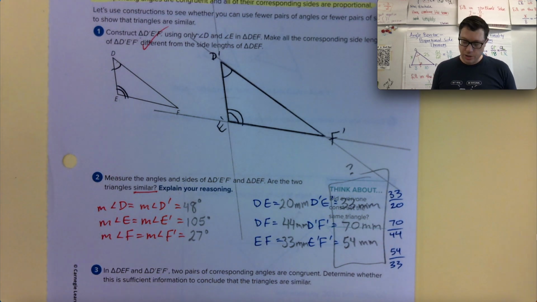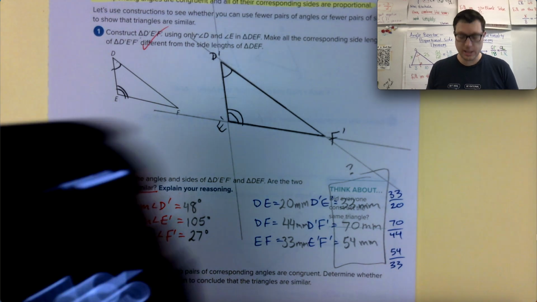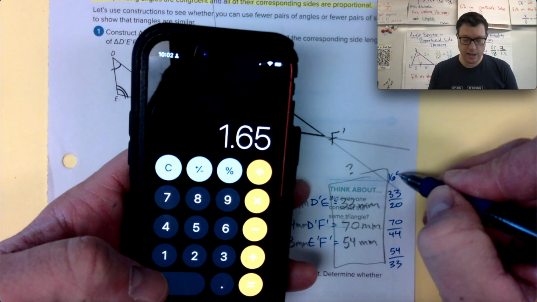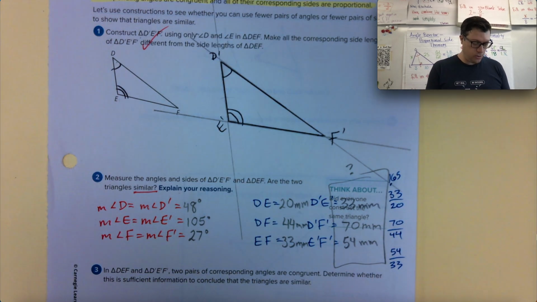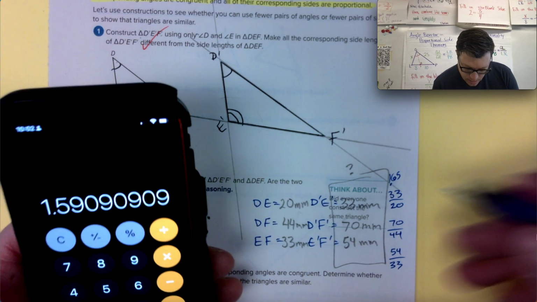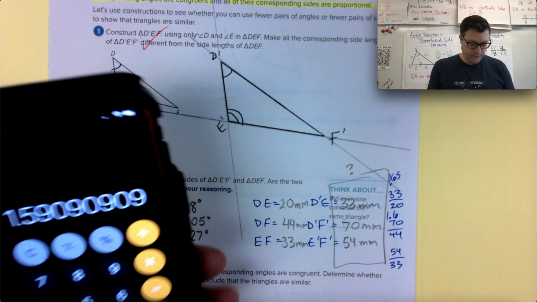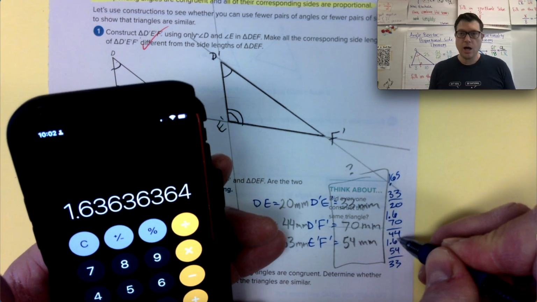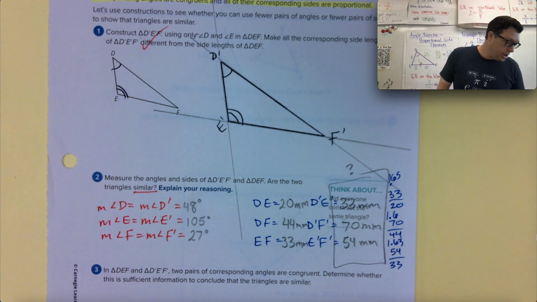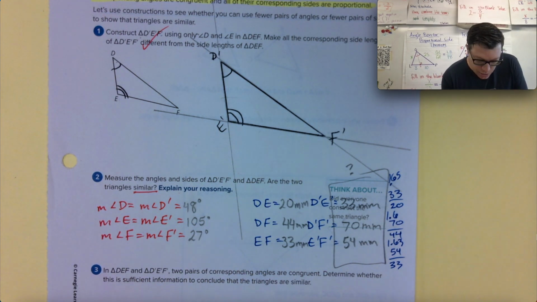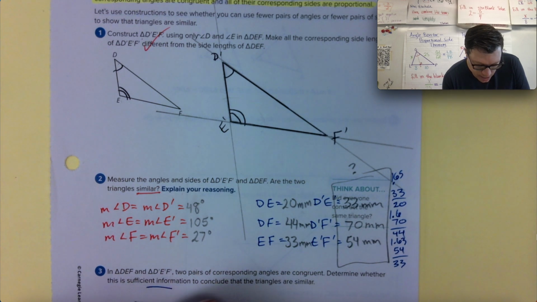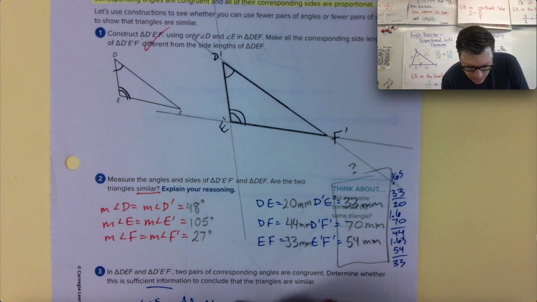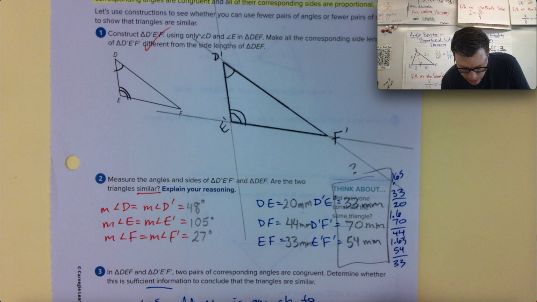So, hey Siri, what's 33 divided by 20? Didn't work. 33 divided by 20? 1.65. Okay. 70 divided by 44? 1.6. 54 divided by 33? 1.63. All of my measurements are within a hundredth of each other. The last question is, are these two shapes similar? There is sufficient information. Yes, angle similarity is enough to show or create similar triangles.